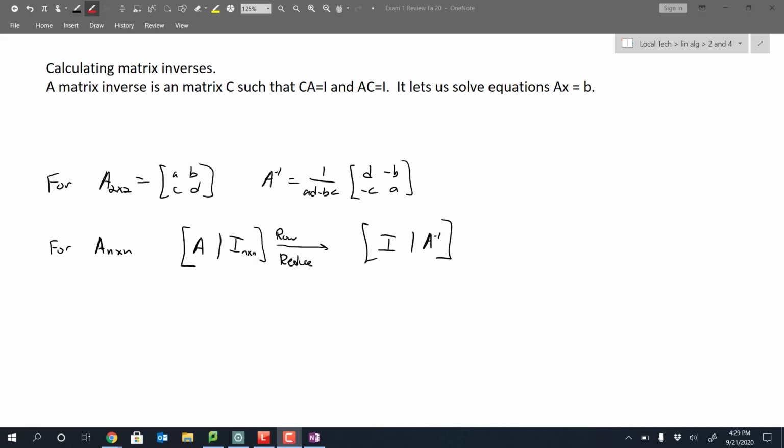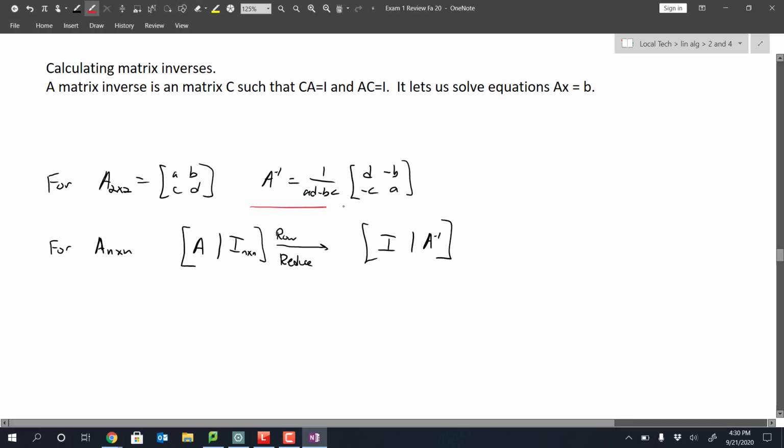Hello everyone, this video will be a walkthrough of the end of the packet that we didn't quite get to in class. So we're going to start near the end of the packet where we're talking about calculating matrix inverses. At the end of class we talked about the two different ways we would calculate a matrix inverse.